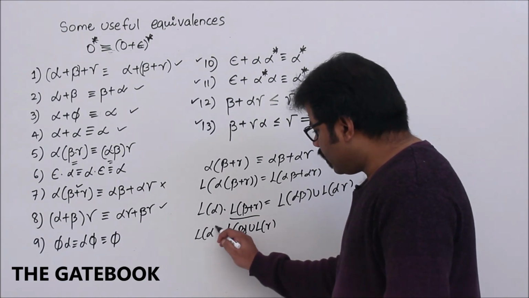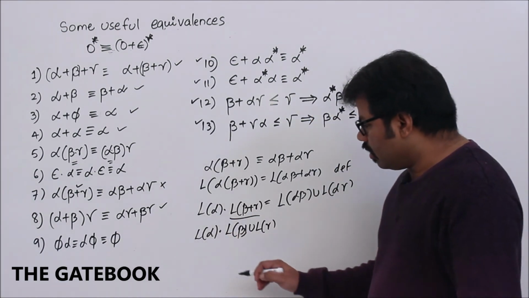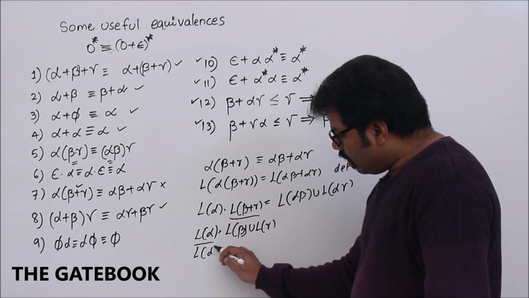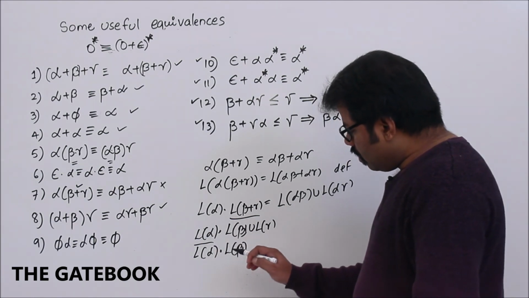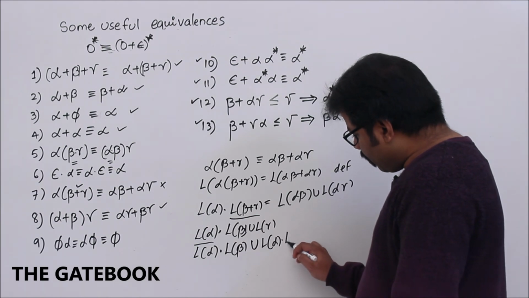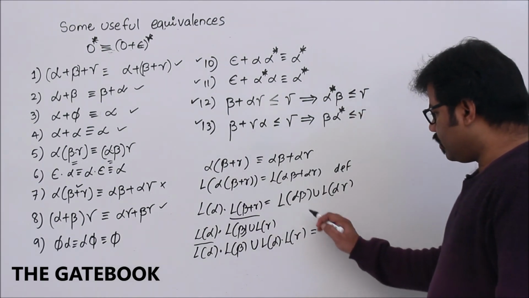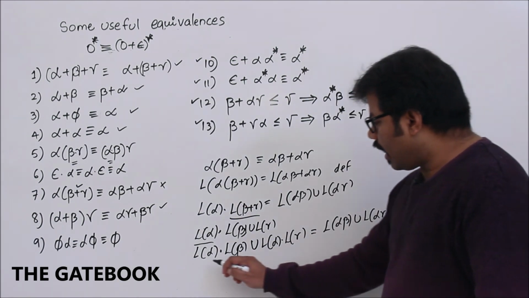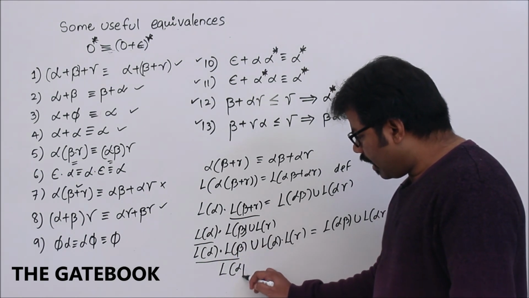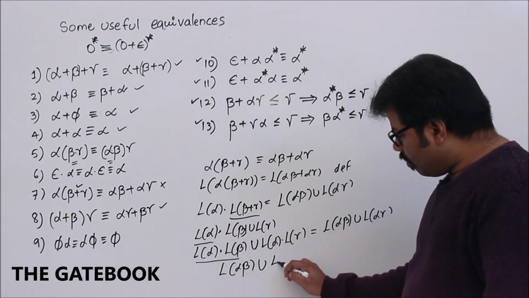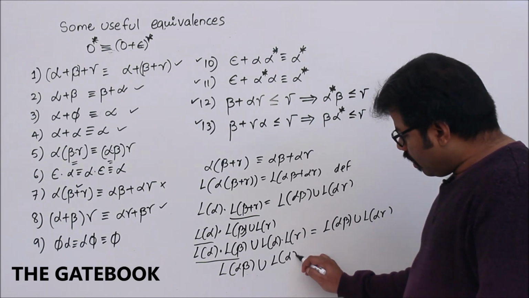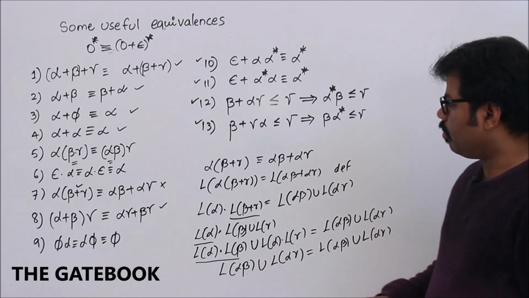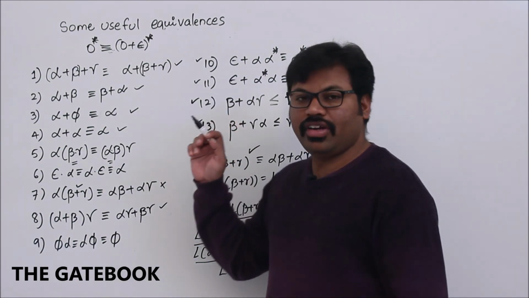So finally we have language of α · (language of β union language of γ). If I simplify it according to set theory, A·(B ∪ C) is nothing but A·B ∪ A·C, that is language of α · language of β union language of α · language of γ. Okay. Now the RHS, language of αβ union language of αγ, is equivalent to language of α · language of β union language of α · language of γ. So that's it. You see now LHS equals RHS. That means these two expressions are equivalent. In the same way you can try all other things.